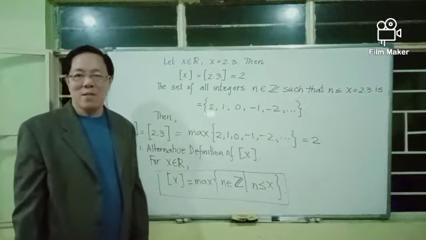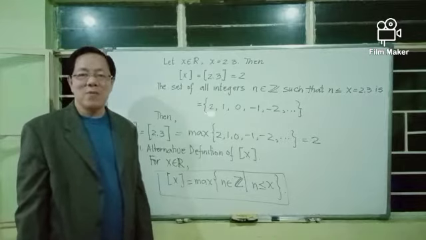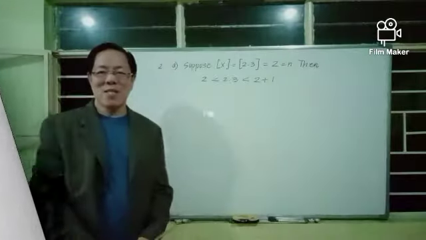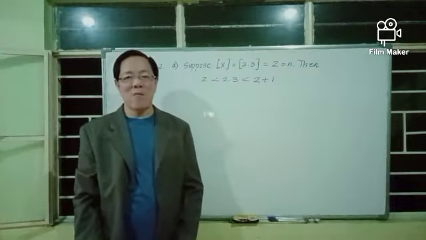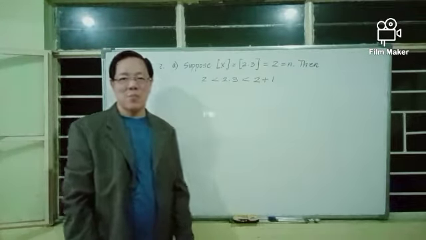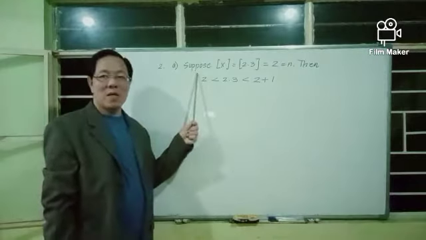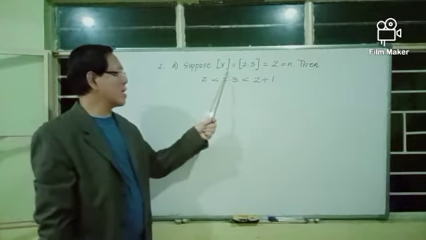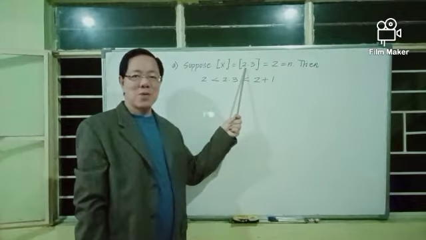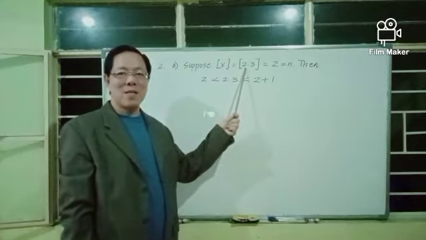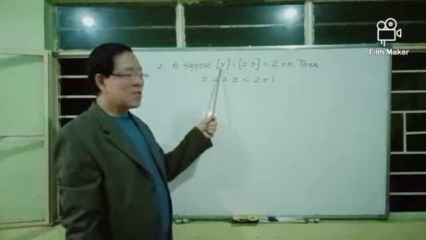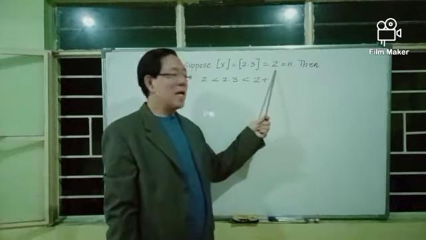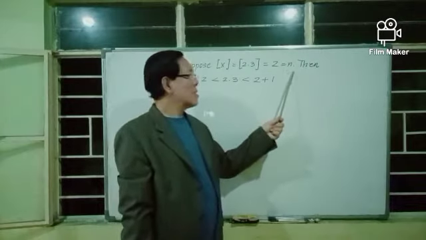We state another alternative definition for the floor of a real number x. We consider again the greatest integer function of x for x equals 2.3. We have shown earlier that the floor of 2.3, or the greatest integer function of x when x is 2.3, is 2. And we let 2 be equal to n.